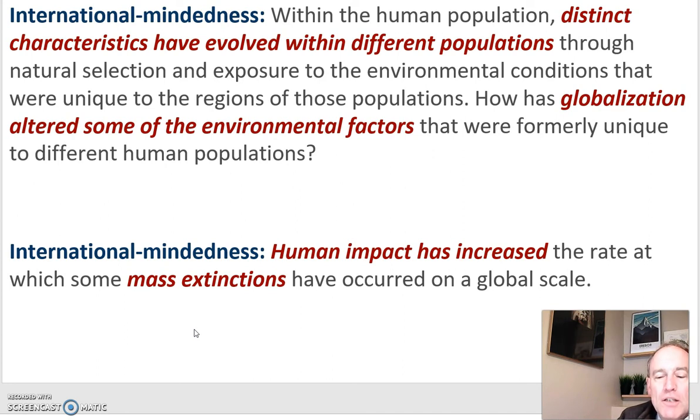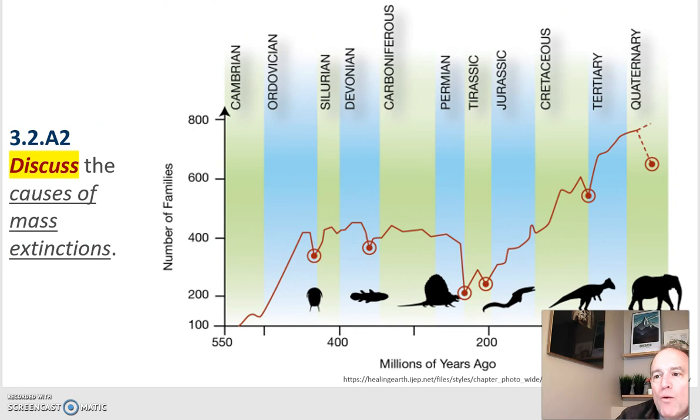Finally, in addition to international mindedness with human characteristics, we could also see that human impact has caused an increase in the rate of mass extinctions. Some people would say that when you look at the mass extinctions, we had 1, 2, 3, 4, 5, and that in our current age, we may be in the midst of a 6th mass extinction due to human activity and how we've been using the biosphere.